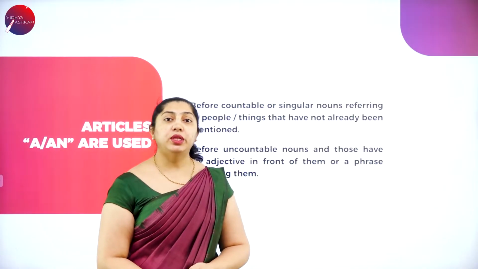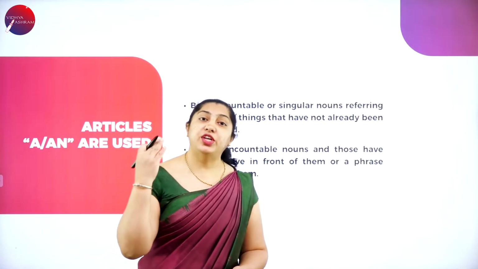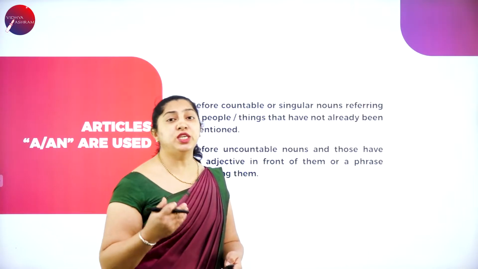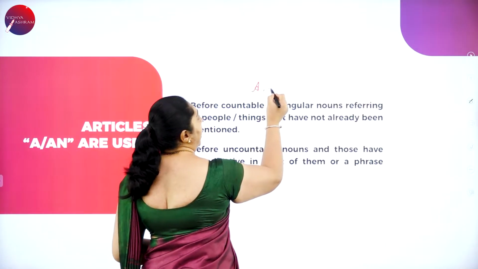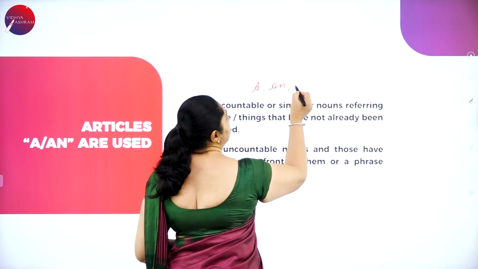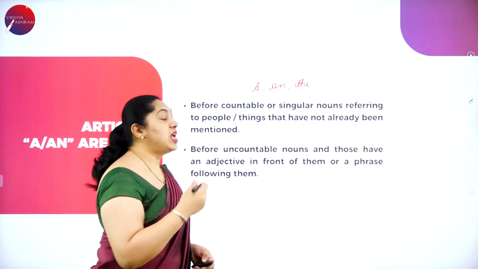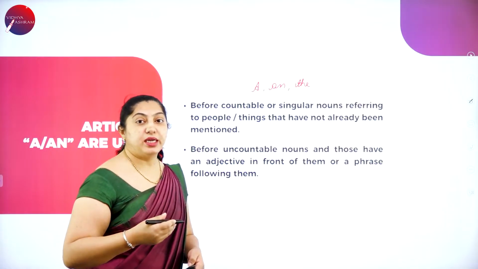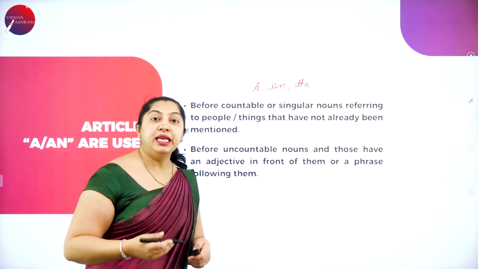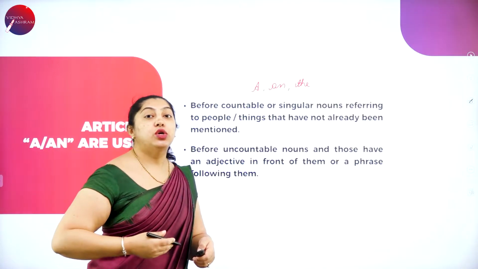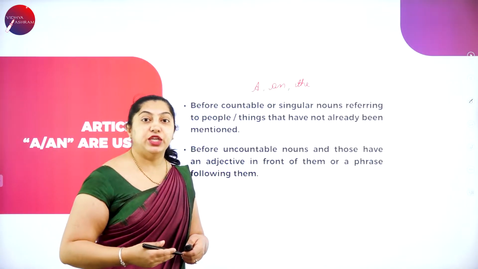So you all know there are three types of articles. How many types of articles are there? There are three types of articles. Which are the three types of articles? It is a, an, and the. So these are the three articles. These three articles are subdivided into two, that is definite article and indefinite article. So there are three types of articles and it is categorized into two.